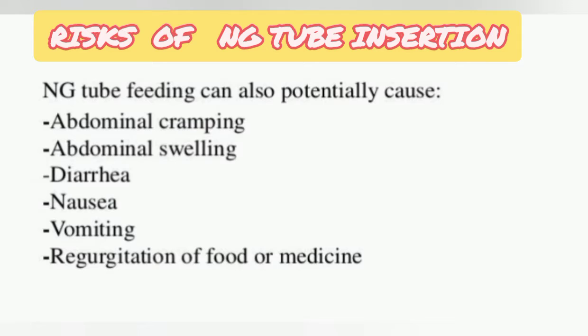Coming to the different risks of nasogastric insertion, NG tube feeding can also cause the following disturbances to the patient: abdominal cramping, abdominal swelling. It can cause diarrhea, nausea, vomiting, and sometimes regurgitation of food or medicine can occur.